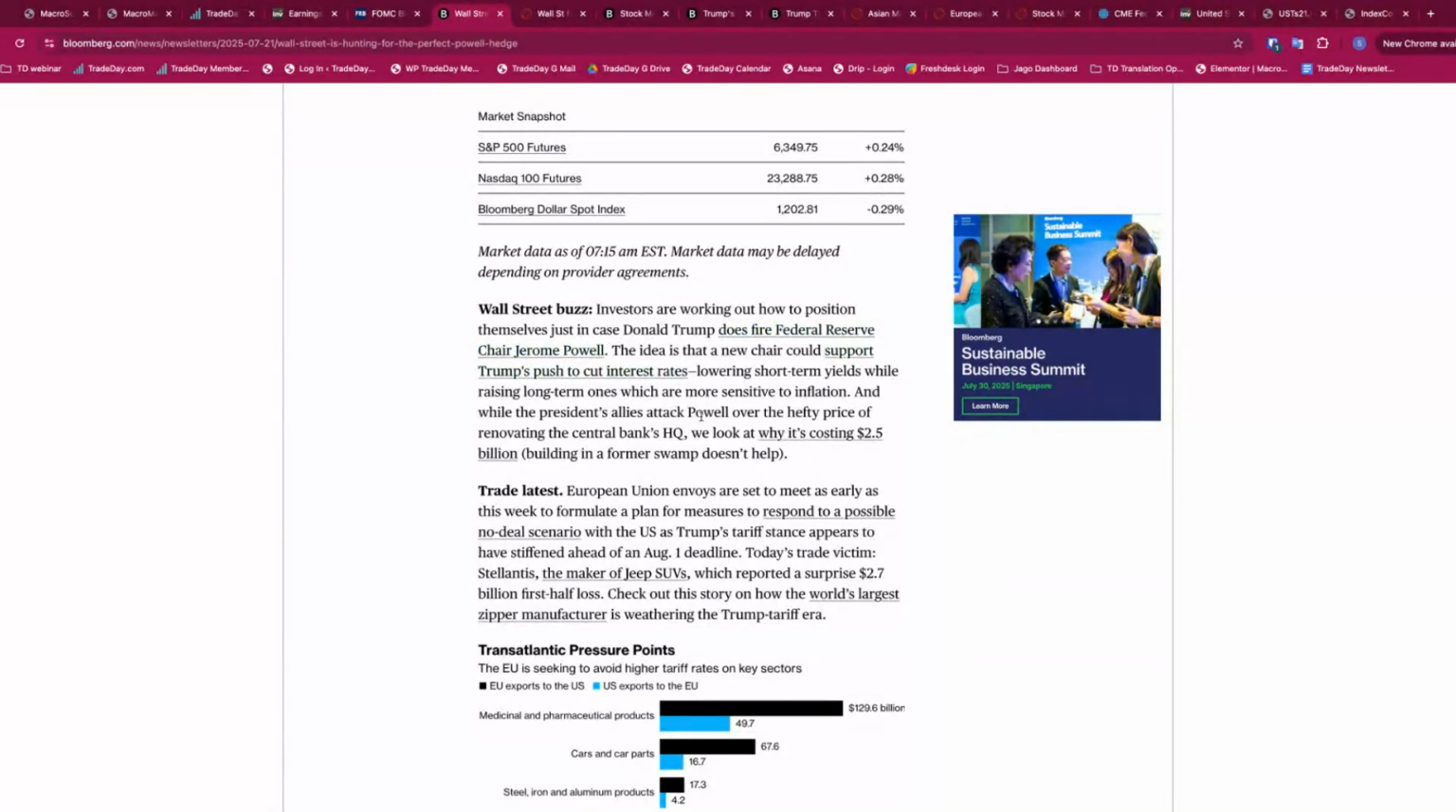In some ways, on the upside, the positive side of things in here, what you'll see is, if he does fire him and put someone in who's more willing to ease interest rates, then we could see lower interest rates earlier.